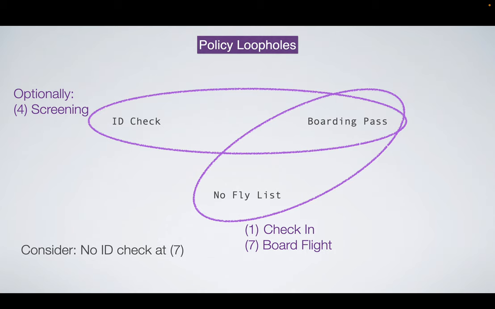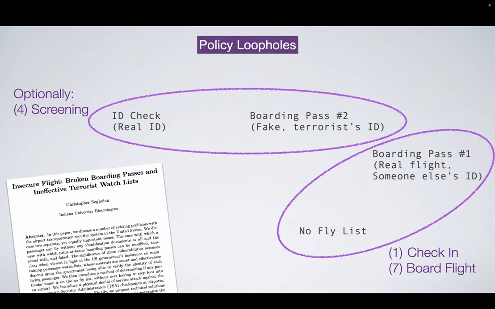If someone is on the no-fly list, then they might get through. How? If they take someone else's ID, but then again, ID check. Okay, it's a good guess. Using a different boarding pass for the no-fly list and your boarding pass for the ID check. Okay, exactly. So what if you have two boarding passes?